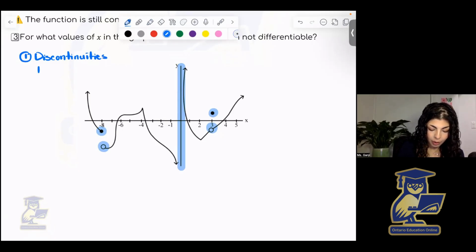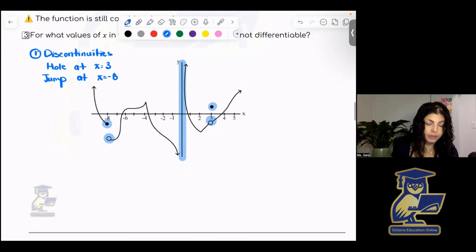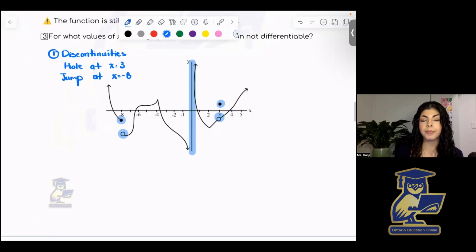And we have a hole at x is 3, and we have a jump discontinuity at x is -8. And so in both of these cases, not only do we not have continuity, we also don't have differentiability.